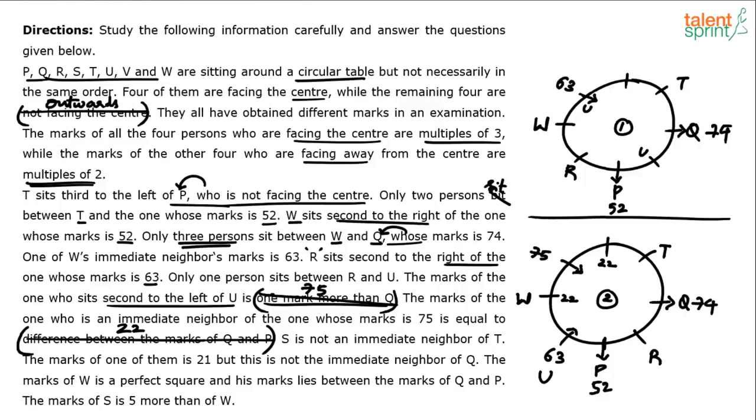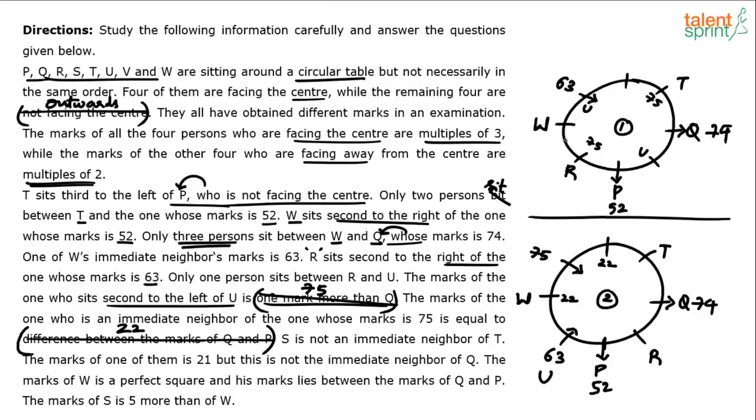Yes or no? Immediate neighbor of 75. The marks of the one who is an immediate neighbor of 75 is 22. So either this is 22 or this is 22. In case number 1, 75 itself is not fixed. 75 can be this or can be this.